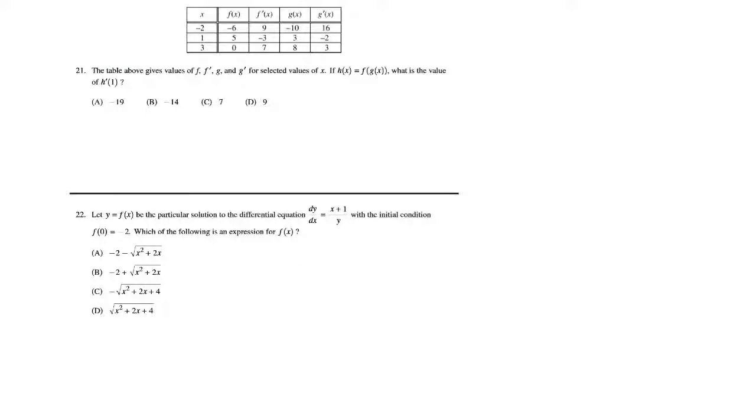Okay, so for 21, we have a table of values, and we're asked about the value of h prime at 1, and so we need to find what the derivative of h does look like. And over on this other side, we're going to have our chain rule. Because we have a function inside of a function, with chain rule we address the outside derivative first, and then that's times the inside derivative. And now we're trying to find h prime at 1.